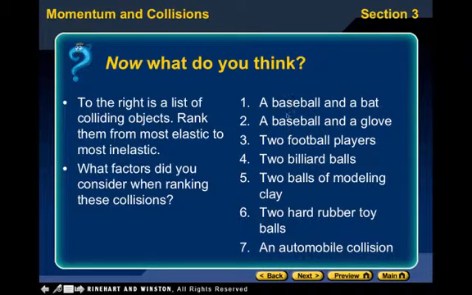Now, a baseball and bat, the two billiard balls, and two hard rubber toy balls are definitely going to be moving afterwards in opposite directions, so I'd consider them elastic. Whereas these are definitely perfectly inelastic: the baseball and glove, the modeling clay, and then the football player and the automobile collision could be kind of right in the middle.